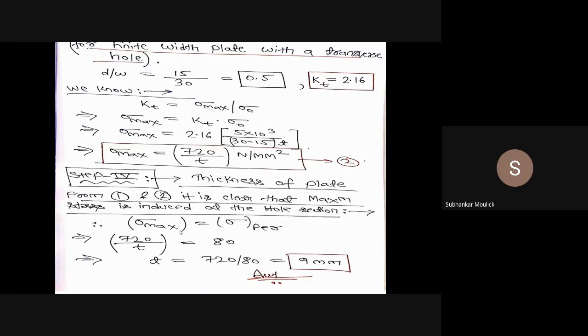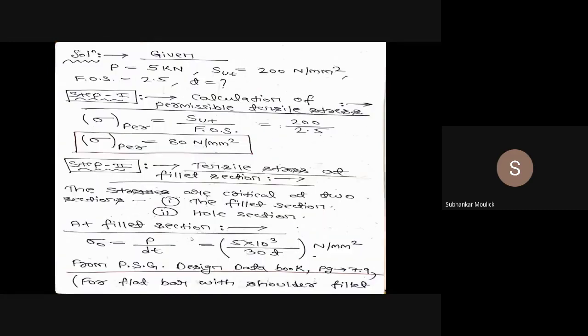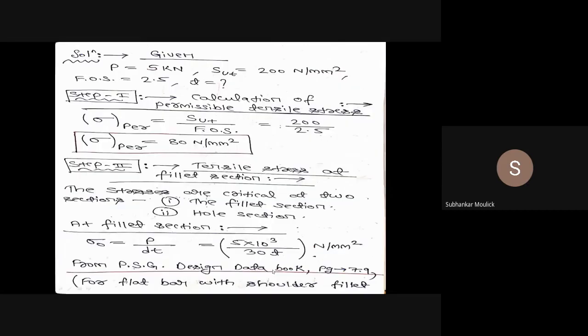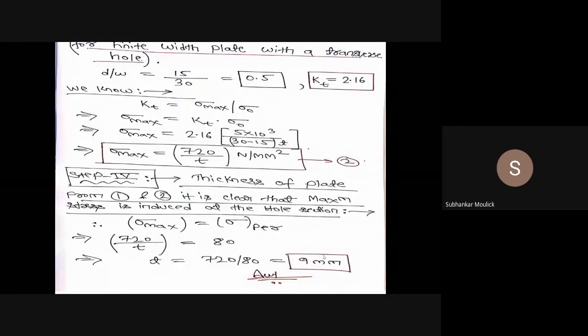So while designing this component, you have to keep the thickness T not less than 9 mm. Minimum 9 mm you have to give as thickness. Then only that particular plate will resist a load of 5 kilo Newton. Is it correct? Is this problem clear?